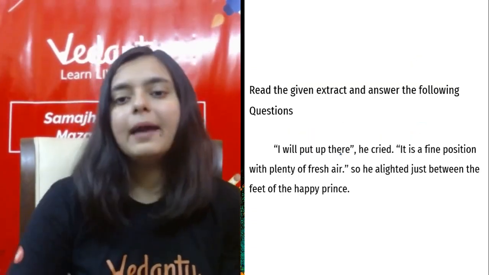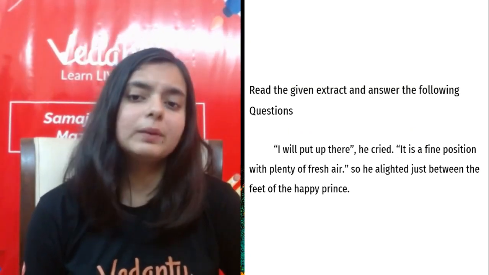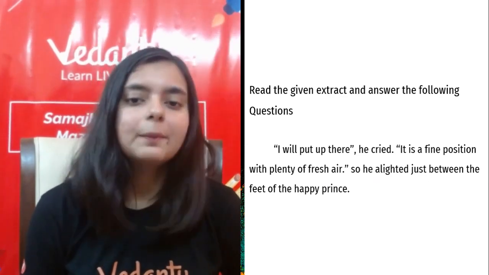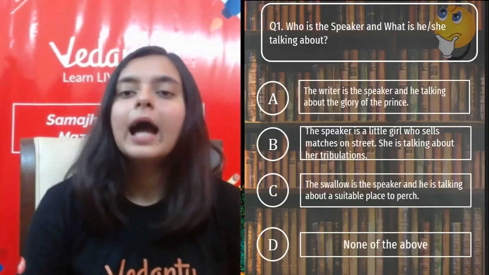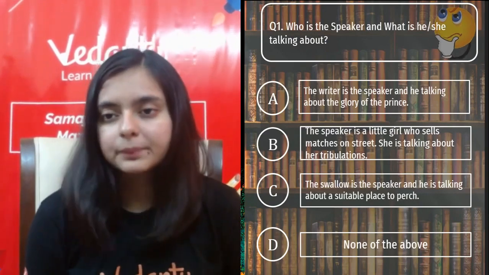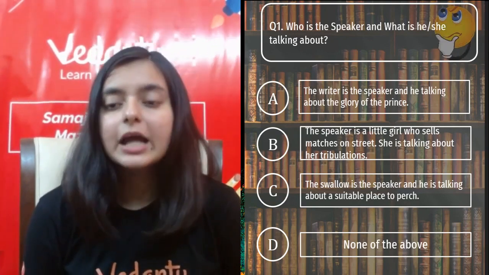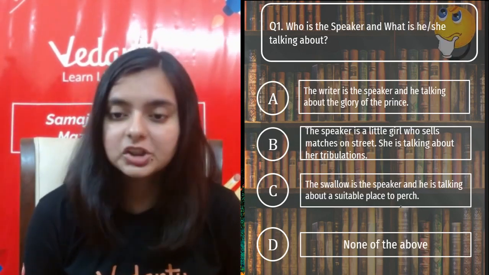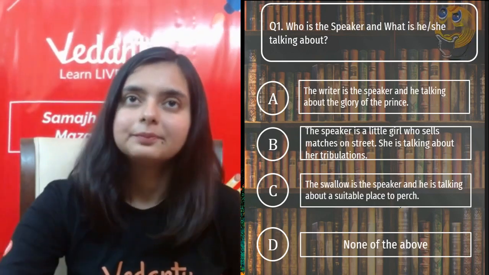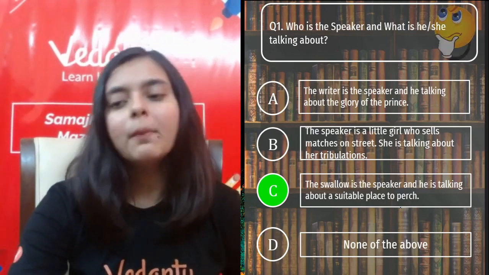And now talking about the multiple choice questions. पहला question है, okay, first you have to read the extract. I will put up there, he cried. It is a fine position with plenty of fresh air. So he alighted just between the feet of the happy prince. Okay, so let's see what's the question from here. Who is the speaker and what is he or she talking about? The writer is the speaker. He is talking about the glory of the prince. The speaker is a little girl who sells matches on the street. She's talking about her tribulations. The swallow is the speaker and he's talking about a suitable place to perch. None of the above. Very, very simple, guys. It is, of course, the swallow who's the speaker and he's talking about a suitable place to perch.